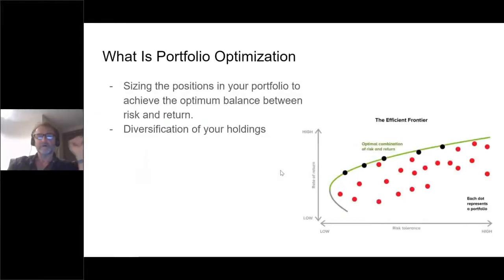Okay, so I already talked a little bit about portfolio optimization. What is it? It's actually fairly simple. It's basically you size the positions in your portfolio, and hopefully in your diversified portfolio, to achieve an optimum balance between risk and return. And a lot of you will already know, return divided by risk is also called the Sharpe ratio.